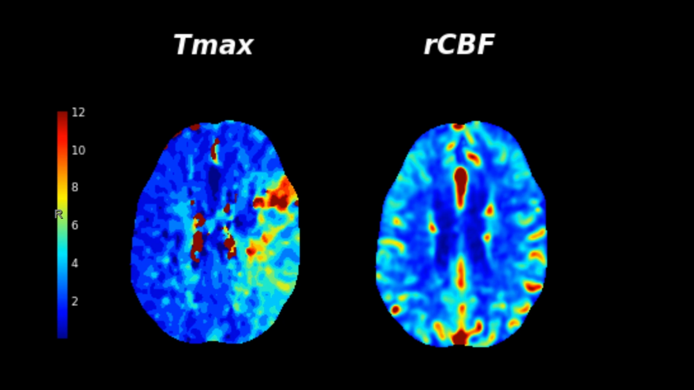The CBF map looks symmetric from side to side, but the Tmax map shows a large area of elevated signal in the left MCA vascular territory. This suggests that there is a potentially large penumbra, and that there is probably not a large infarct at this moment, indicating that intervention would likely be beneficial.